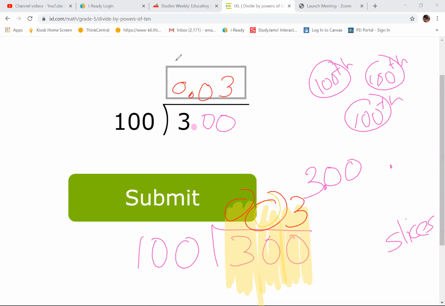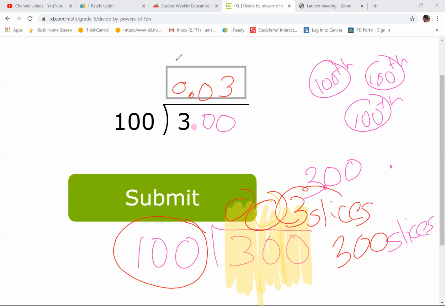So your answer is 3/100ths, which makes sense because if we have 300 slices and we're sharing it with 100 people, each person is going to get 3 slices. But how much of the pizza will they get? If you get 3 slices out of that pizza, you have 3/100ths of a pizza. So the answer for 3 divided by 100 is 3/100ths. Okay?